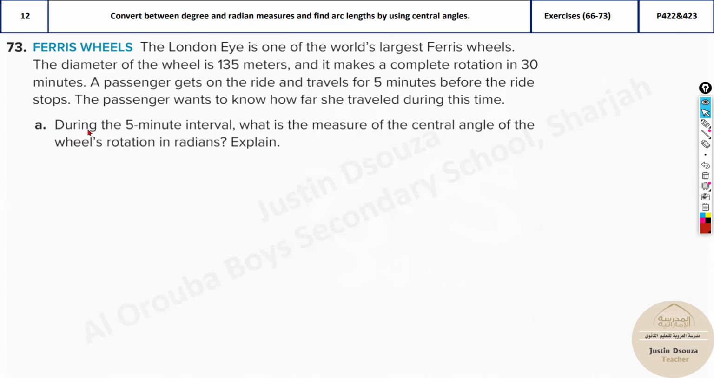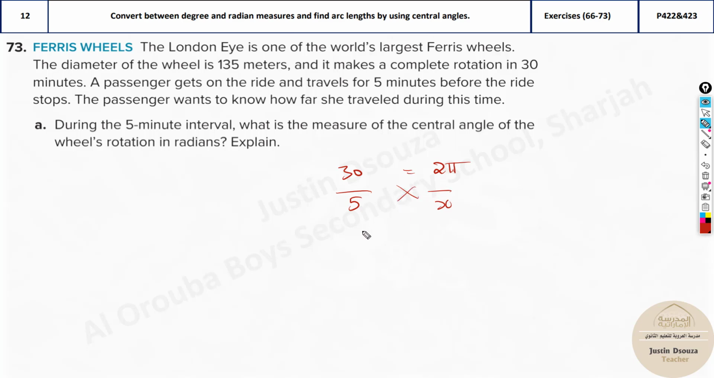Let's do it part-wise. During the 5-minute interval, what is the measure of the central angle of the wheel's rotation in radians? We know for 30 minutes it will complete one rotation. So let's write it out. That is 30 minutes, that's time, equals 2 pi, right? So how much will it be for 5 minutes? 5 equals x. We need to find this, right? The angle for the time interval.